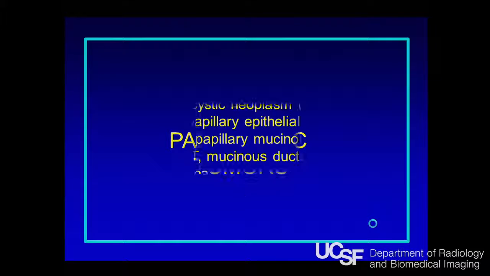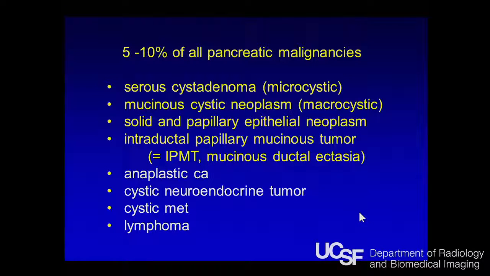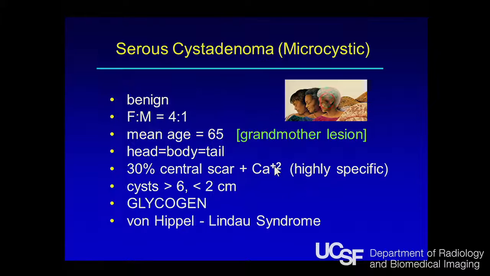All right, let's move on to cystic pancreatic tumors. And these are less common, representing up to 10% of all pancreatic malignancies. And my focus really will be what I have highlighted in yellow. And serous cystadenoma is the first lesion we'll go over. This is a benign tumor. There is a female predominance at an older age. So this has been called the grandmother lesion.